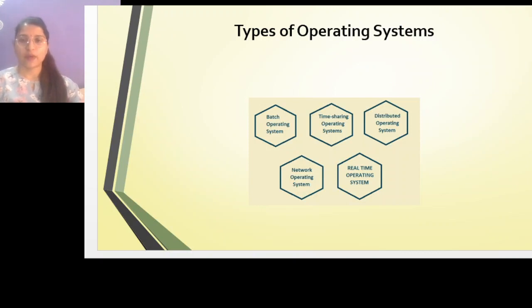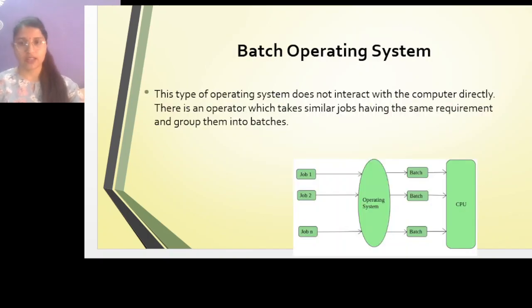That is a batch operating system, time sharing operating system, distributed operating system, network operating system, and real time operating system. Okay, if you do some kind of research, you can understand that you can go on categorizing these operating systems. But basically the operating system can be categorized in the batch, time sharing, and so on. So what is the batch operating system?